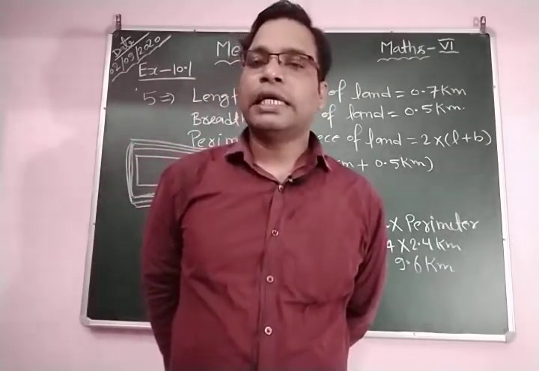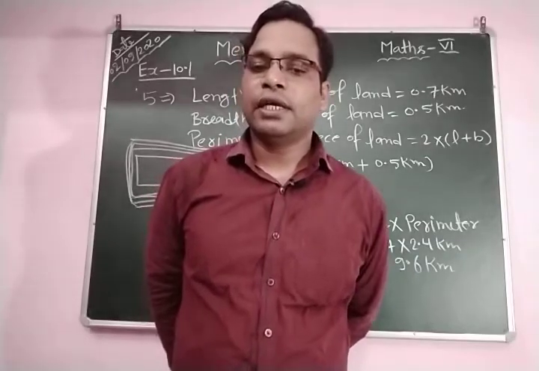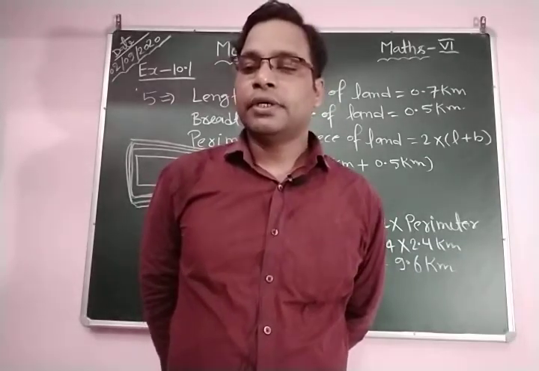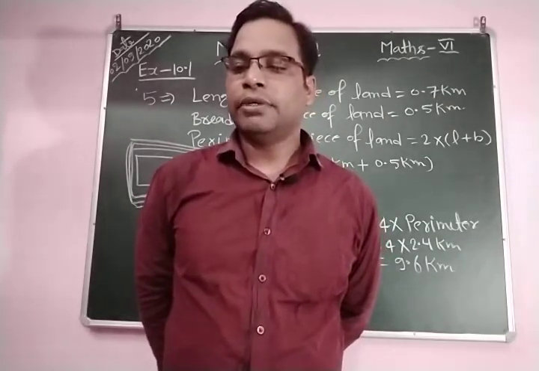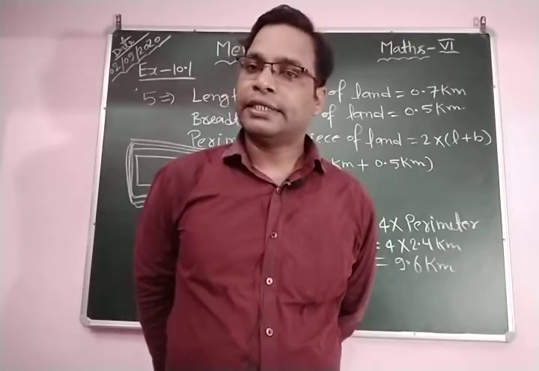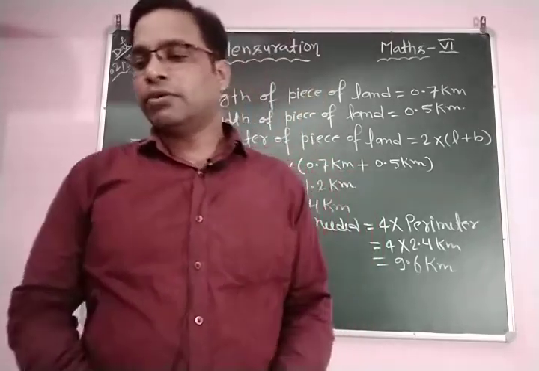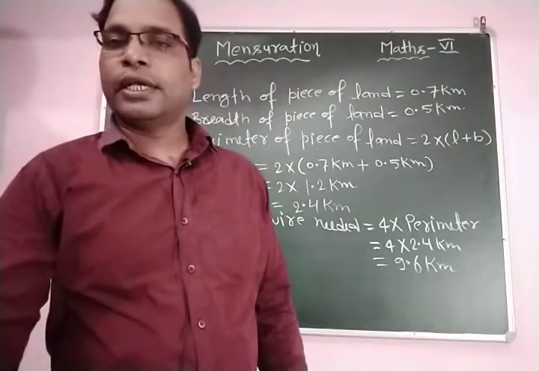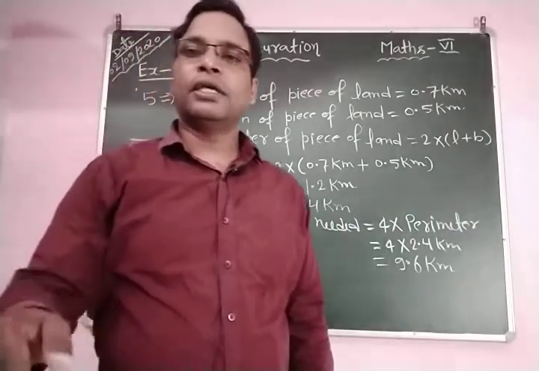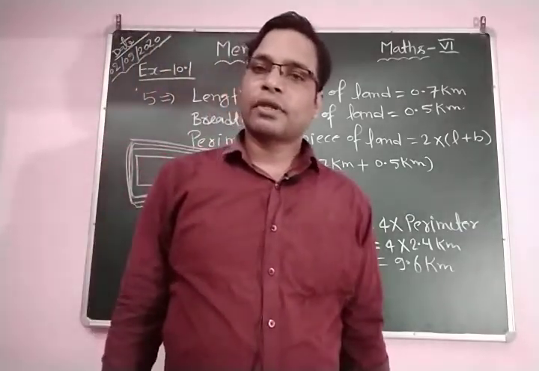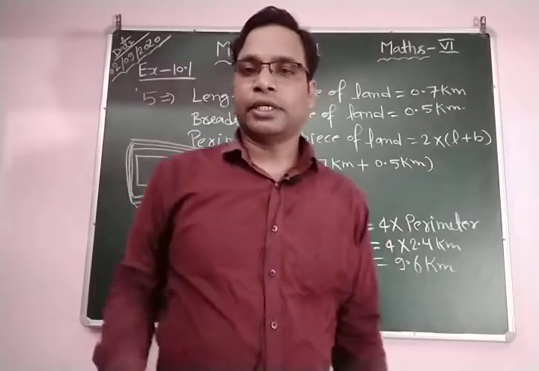And now part C of this question is an isosceles triangle with equal sides of 8 centimeters and the third side is 6 centimeters. So let's see how to solve question number 6. Here the sides of the triangle are given and we need to find the perimeter of these triangles.